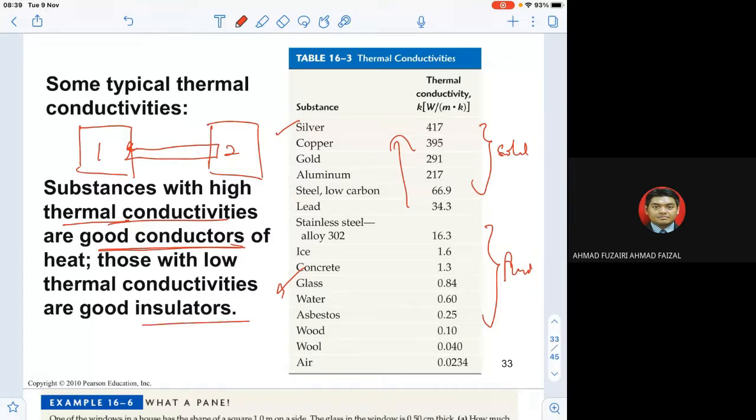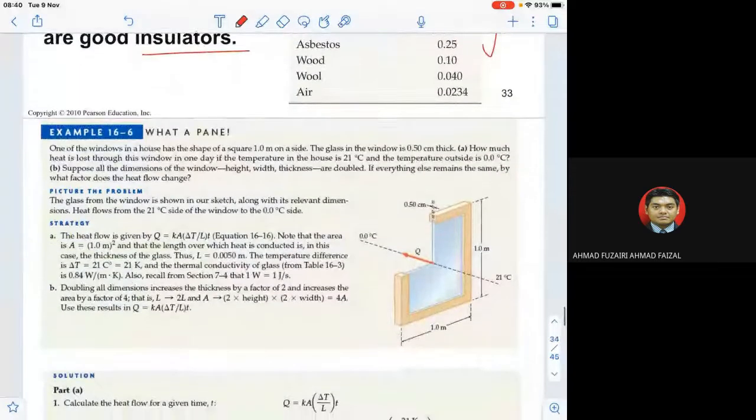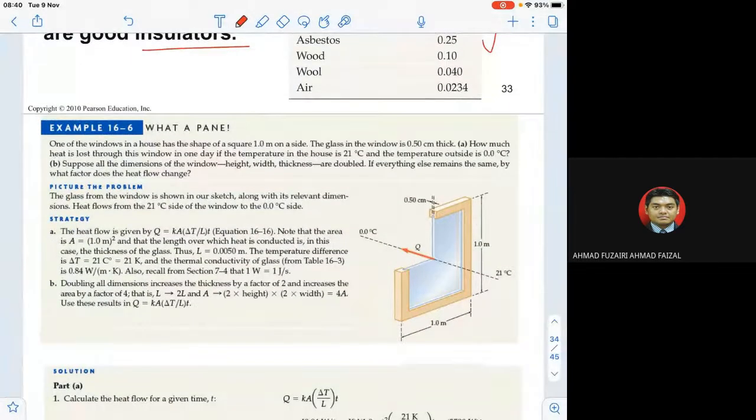insulators. So if the question gives you some case studies to understand which material or substance is a good insulator or conductor, you need to remember some thermal conductivities. Refer to the thermal conductivity value. If the value is greater, that means it's a good conductor. Okay, let's look at the examples.